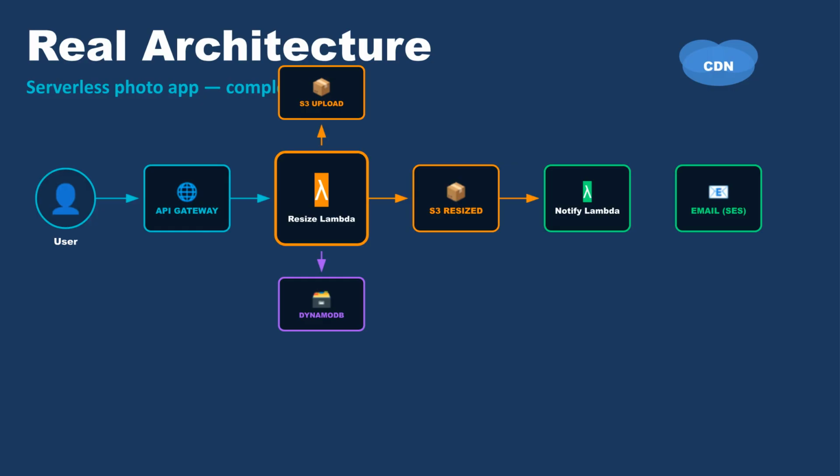Let's look at a real architecture example of a serverless photo application. A user sends a request through an API gateway, which triggers a resize Lambda function. This function interacts with S3 for upload and resize storage, and DynamoDB for metadata. Finally, a notify Lambda sends an email notification.